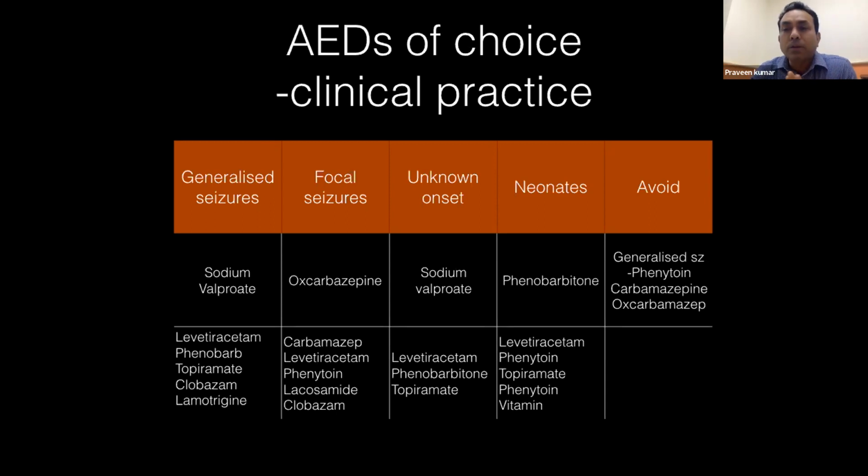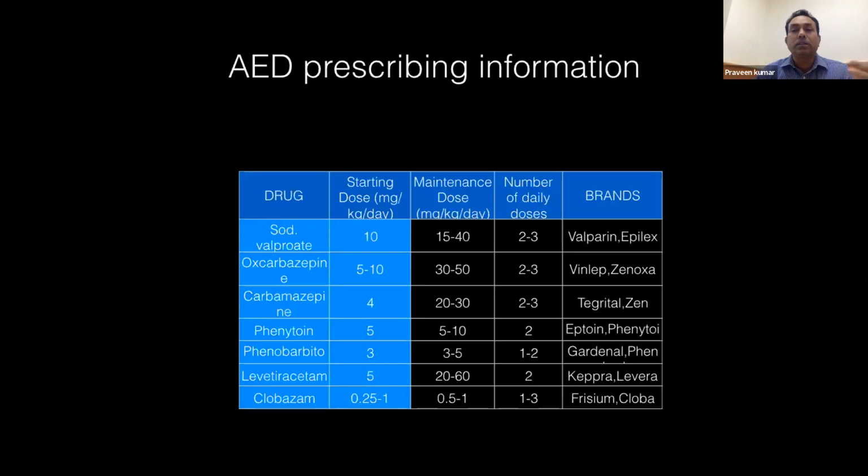In neonates, phenobarbitone is still the drug of choice. And what you need to know also is to avoid medications like phenytoin, carbamazepine, oxcarbazepine in children who are having generalized seizures, because they may aggravate the seizures in these cases. You all know. I just want to mention oxcarbazepine, because that is a good drug for focal onset seizures, focal epilepsies.